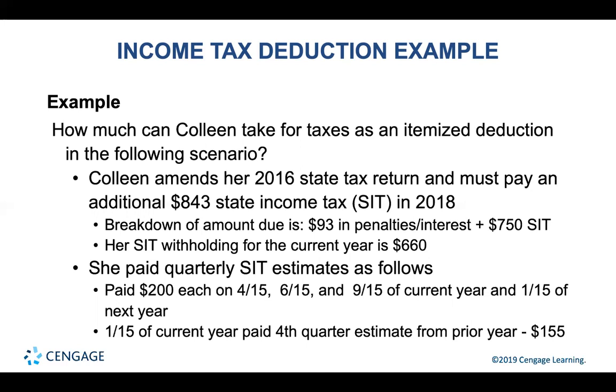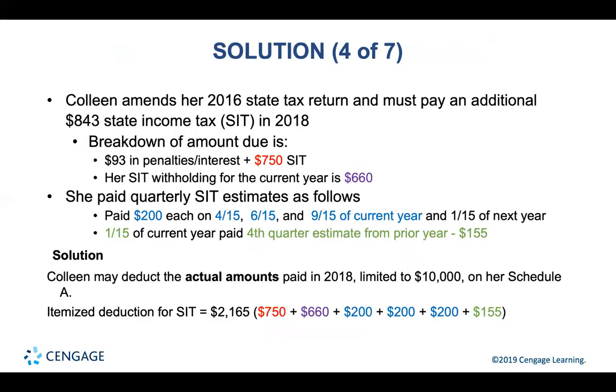So let's take a look at this for a moment. Estimates are due in quarters. You pay the estimate for the current year tax period in April, June, September, and then January of the next year. So that's why her January 15th payment was different than the other payments made during the year, because that applied to an estimate from the prior year.